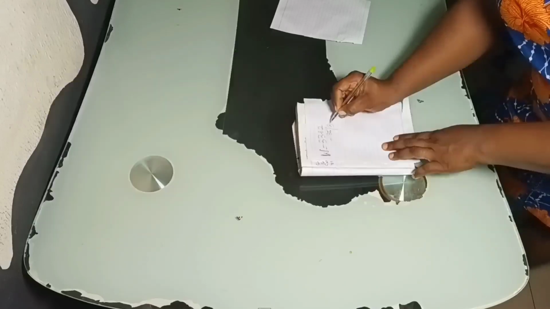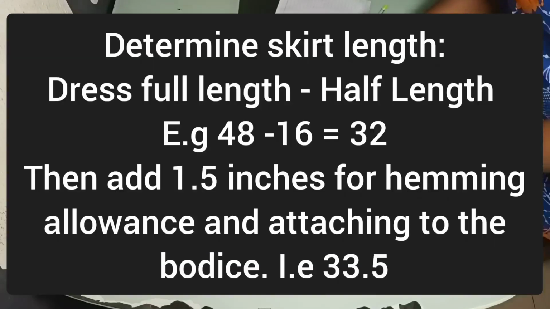The next thing is to get the dress length, or the skirt length. So to determine the skirt length, you're going to subtract the half length from the full dress length. The full dress length is 48, while the half length is 16. So subtracting 16 from 48 gives me 32. I'll add 1.5 inches for hemming allowance and all that. So 1 inch for hemming the bottom of the skirt, then ½ inch for attaching the skirt part to the body. So that sums up 1.5.